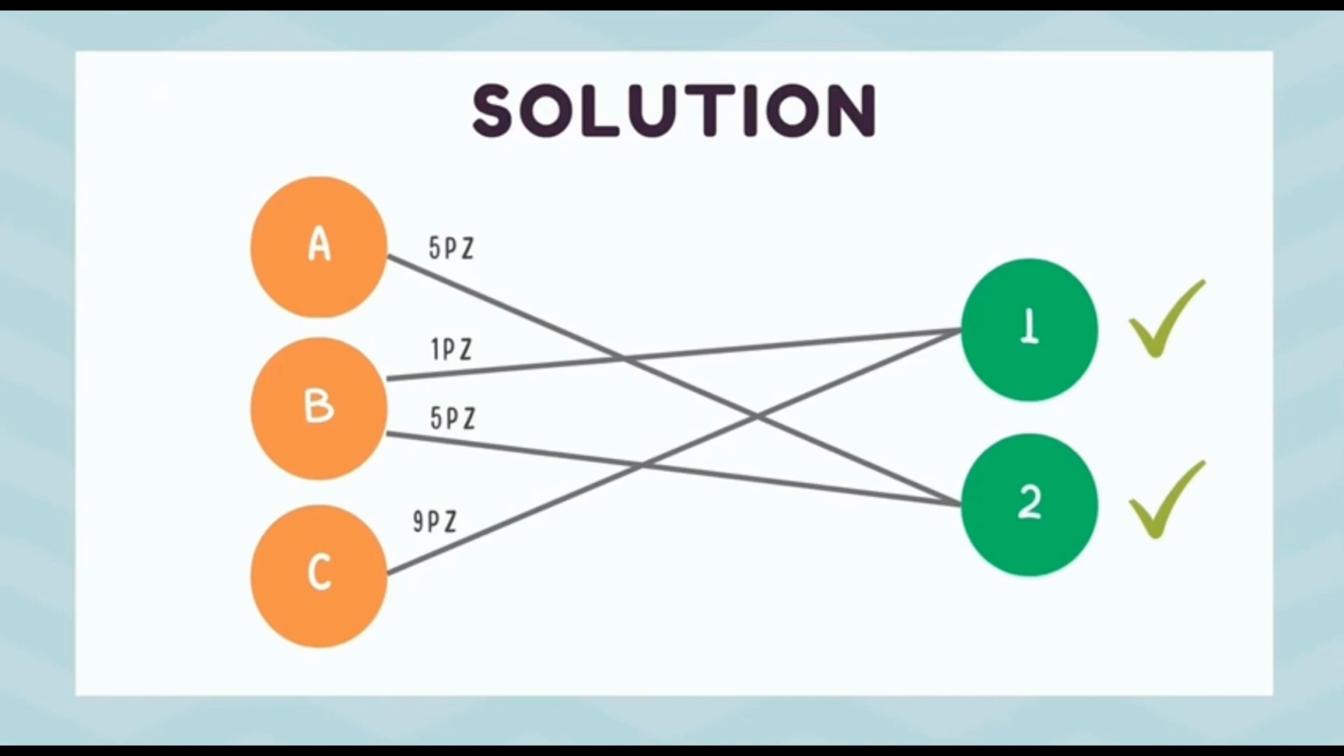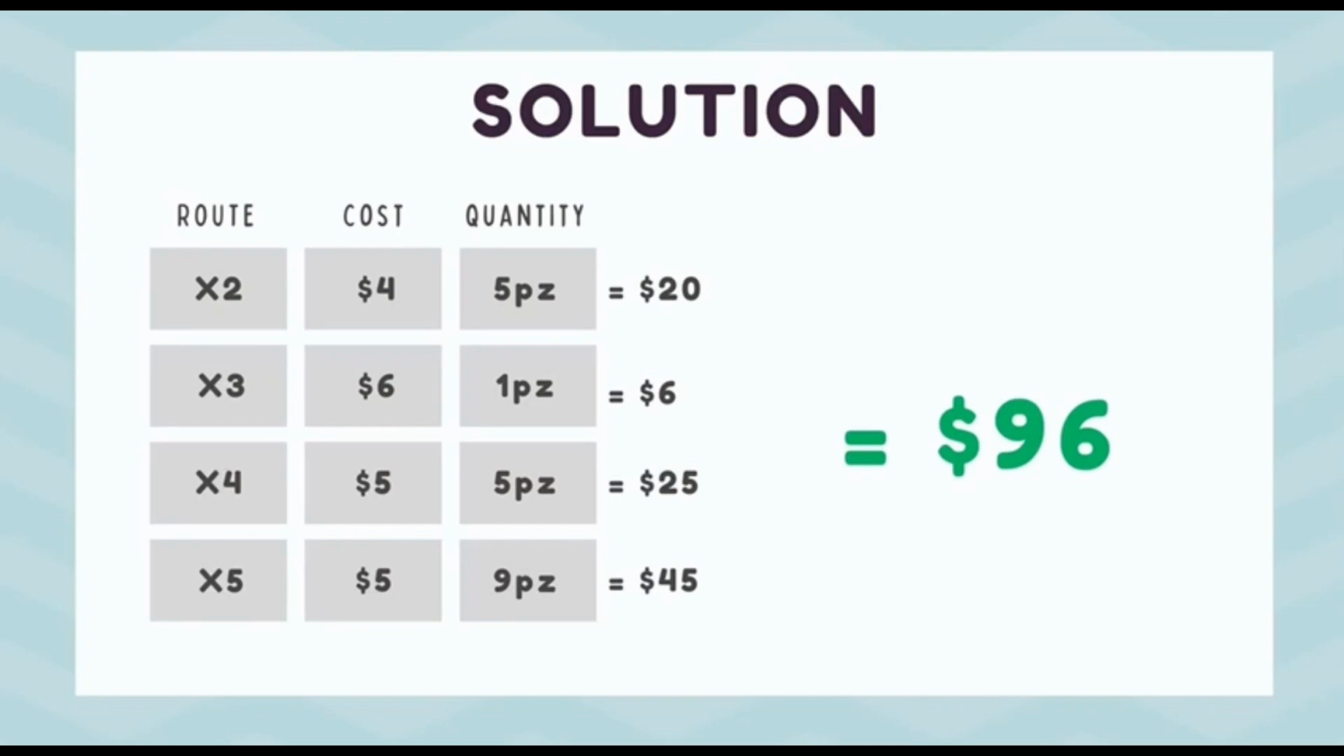And the leftover piece, we send it along route 3 to destination 1 to also satisfy the supply of the origin B. And finally, the remaining 9 pieces are sent by route 5 to destination 1, satisfying the supply of the origin C. And the model will look like this. The total cost will be $96.